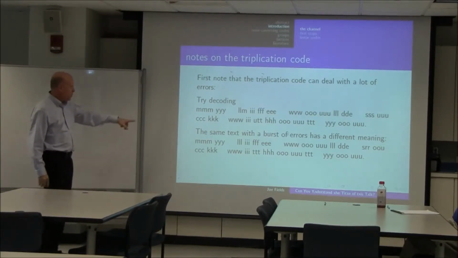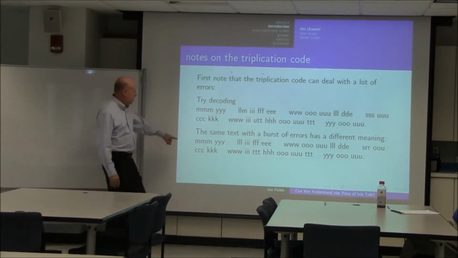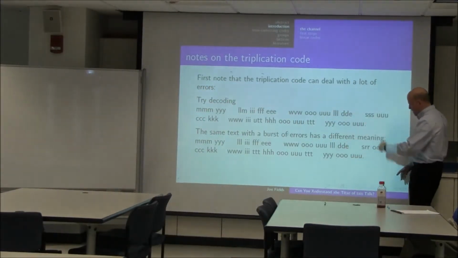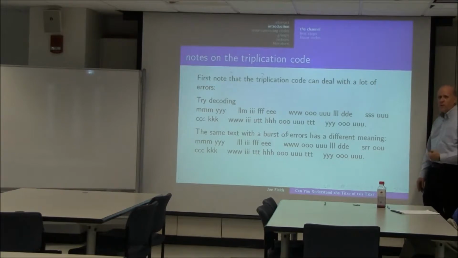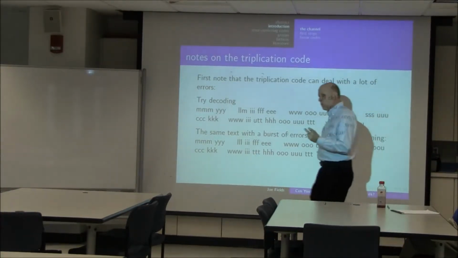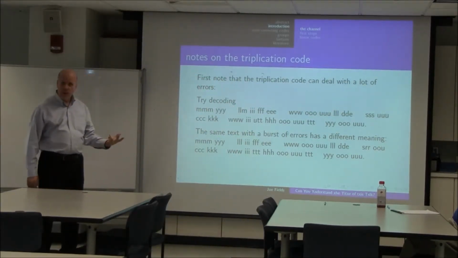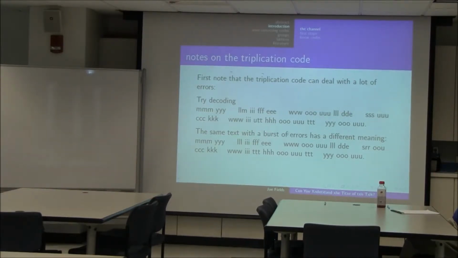But this next group of things has a burst of errors in it. Can you notice where the errors are? My and life are still good. Would has a DDE, but that's not so bad. A couple of those S's have turned into R's, so now we've got "my life would rock without you," which is sort of the opposite sentiment. My point being that a small number of errors could change just a few of the symbols and totally change the meaning of the message. So this is kind of bad, a burst of errors.